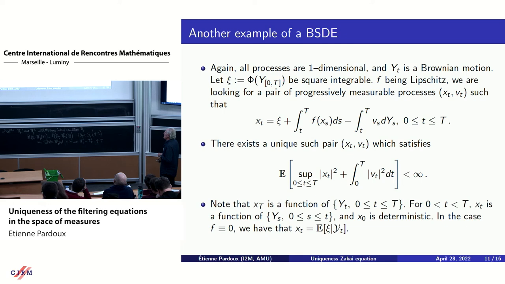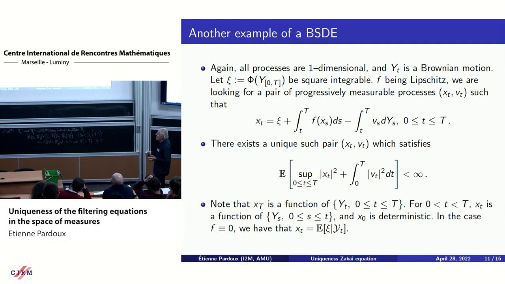Note that X at capital T is a function of my Brownian motion between 0 and capital T. For any t strictly between 0 and capital T, X_t is a function of the past of Y, because it's progressively measurable. In particular, for t equals 0, X_0 is deterministic. In the case where f is identically 0, the solution is trivial: X_t equals the expectation of xi given the past of Y up to t.